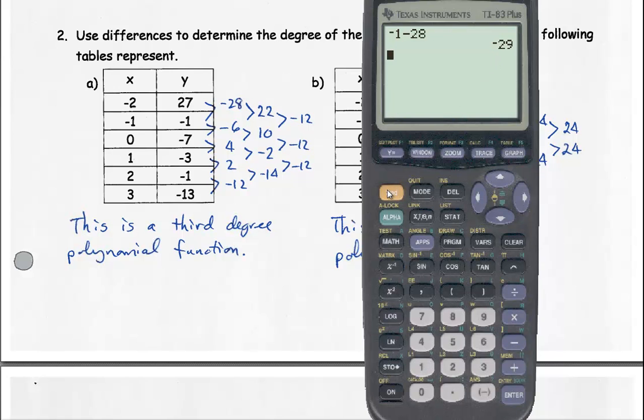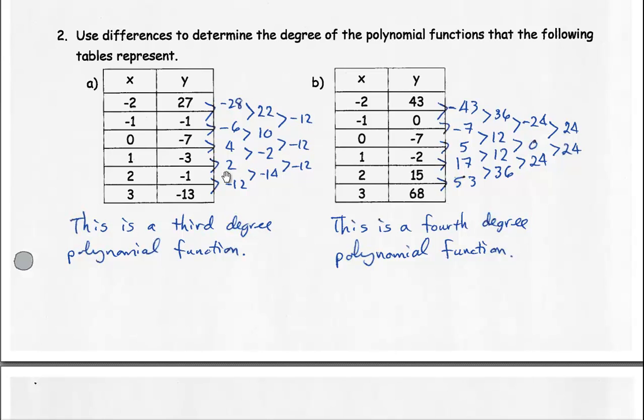Oh, I subtracted the wrong thing, sorry. 27. And so that's a difference of down 28. So from 27 to -1 is down -28. From -1 to -7 is down -6, because if we type in -7 and subtract -1, same as -7 plus 1, which is -6. From -7 to -3 goes up 4, actually. From -3 to -1 goes up 2, and from -1 to -13 goes down 12. So the first set of differences are all different, so it's not linear.